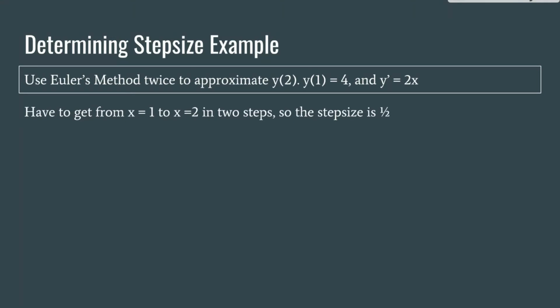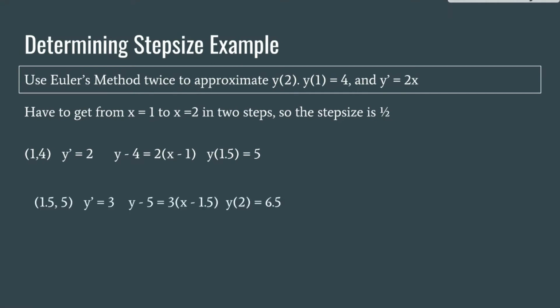Since we know the step size, let's use Euler's method. The tangent line at 1 is y minus 4 equals 2 times x minus 1, or y equals 2x plus 2. Now we plug in the next value, which we know by our step size is 3/2, or 1.5. y of 3/2 is equal to 5. Now repeat this with the point we found, 3/2, 5. Plugging in our next step size, 2, we get 13/2, or 6.5. To check if we did this successfully, let's see if we followed the problem. Yes, we did use Euler's method twice, and yes, we approximated y of 2.